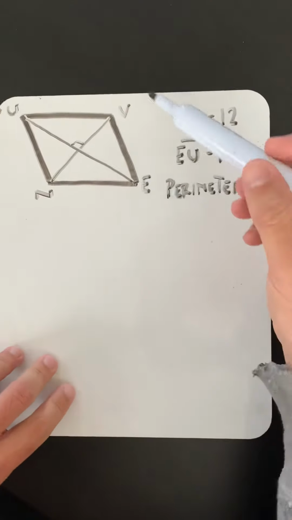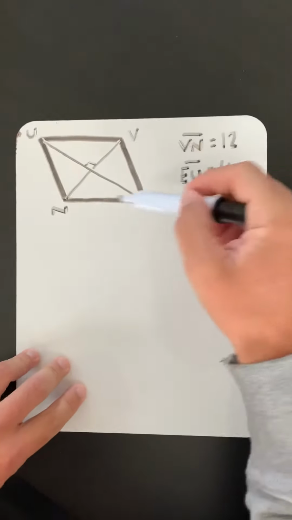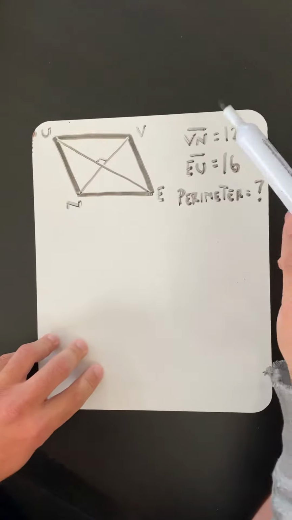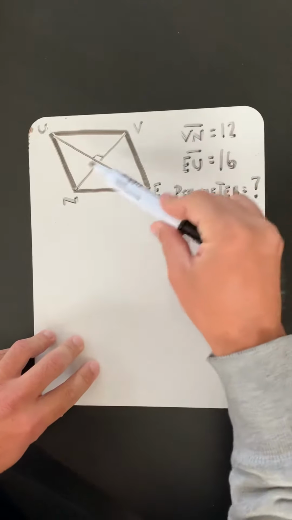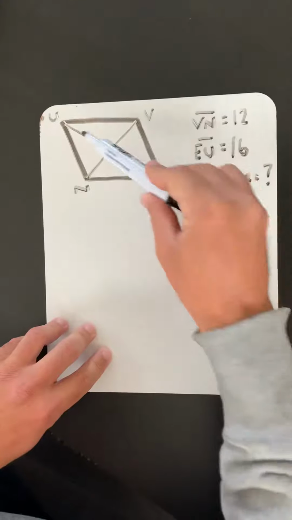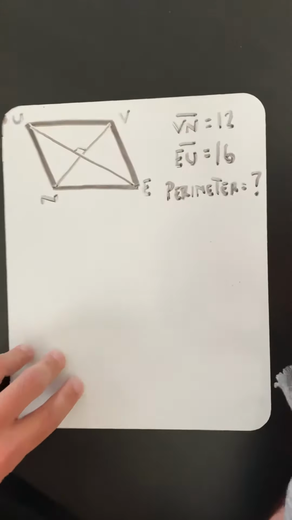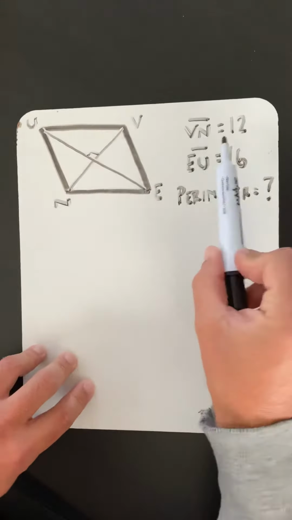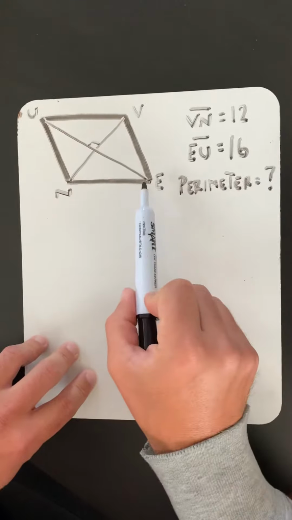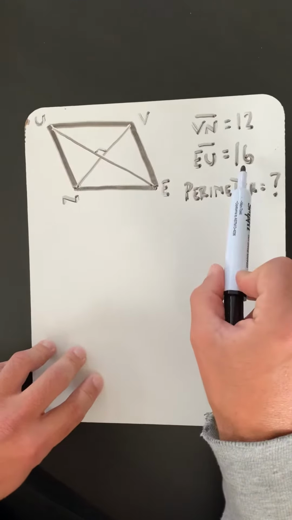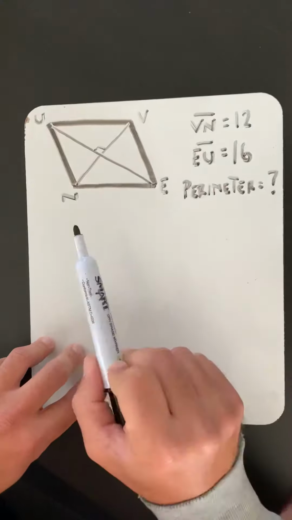Okay, so here we have rhombus VENU, and it's made with diagonals VN and EU. The problem tells us that diagonal VN is a length of 12 and diagonal EU is a length of 16, and they want us to find the perimeter.